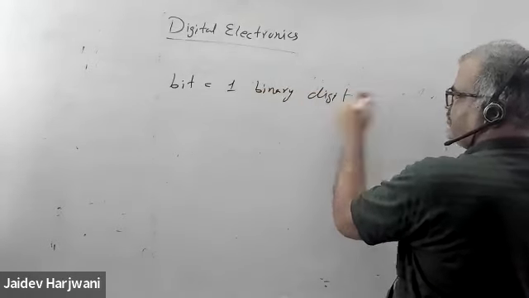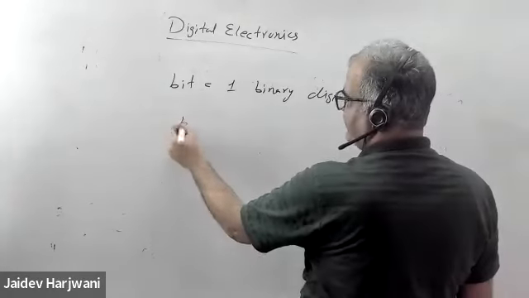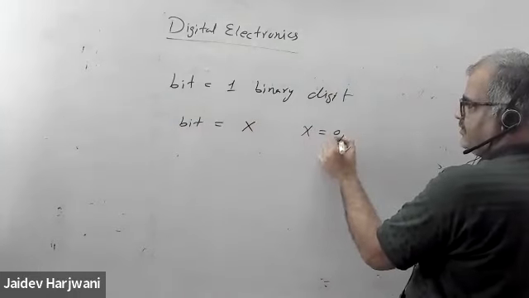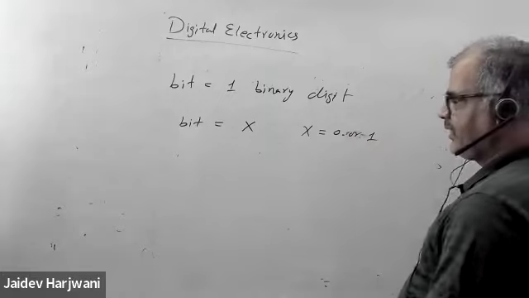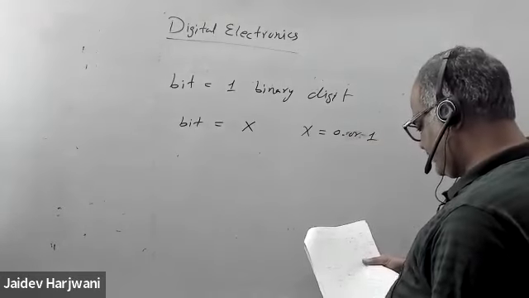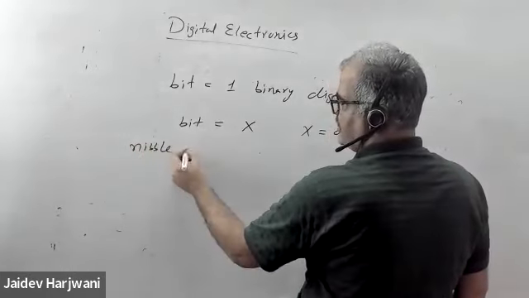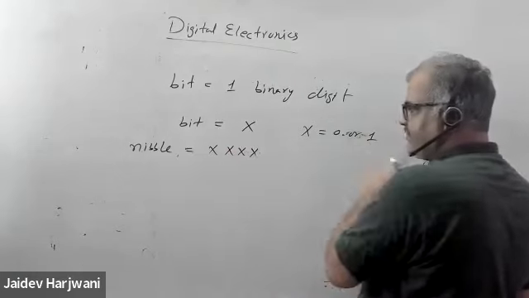Okay. So a bit is basically one binary digit. So I write bit as x. Okay, so x can be 0 or 1. Similarly, if I want to write a nibble, a nibble has 4 bits x. Again, x can be 0 or 1.